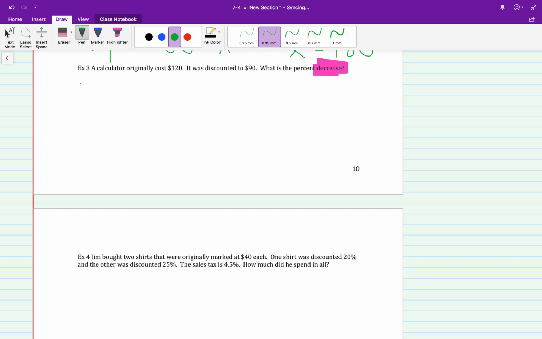So one way we can do it is to figure out what the decrease actually was. So 120 minus 90 is 30. So go ahead and subtract at the beginning. So I've got my $30 decrease. Now, I know a percent is the same thing as is over of, because we've said before that is over of is equal to percent over 100. So I'm going to take this smaller number, 30, and divide it by 120.